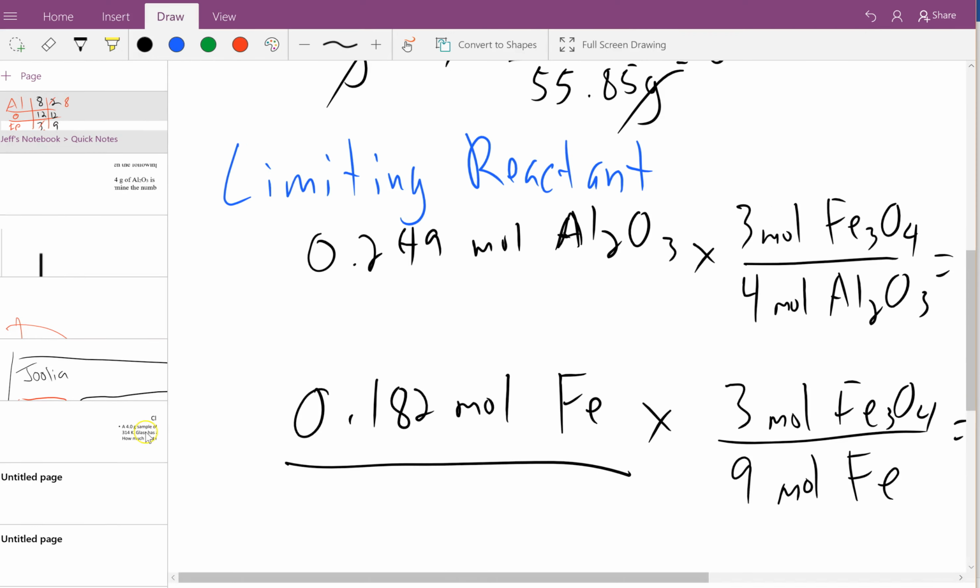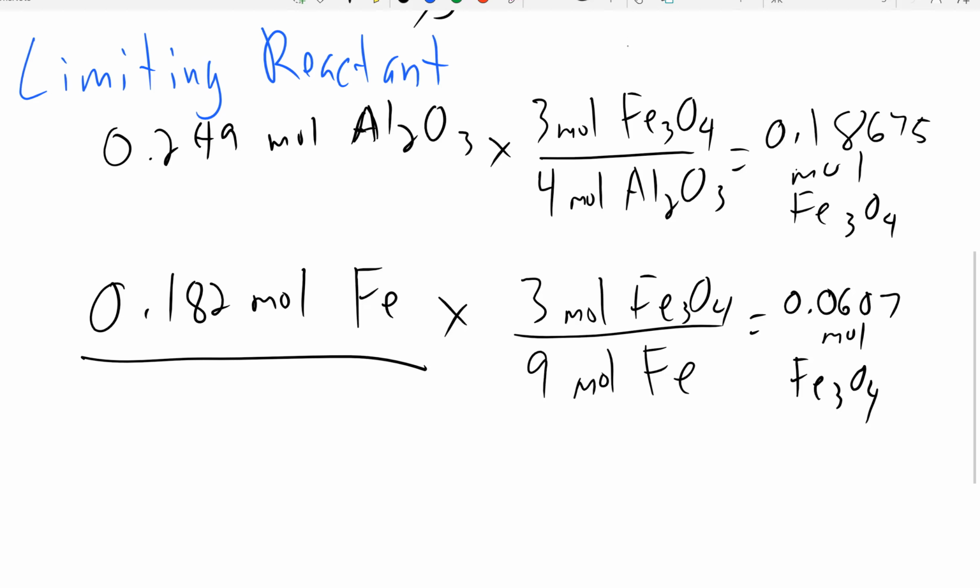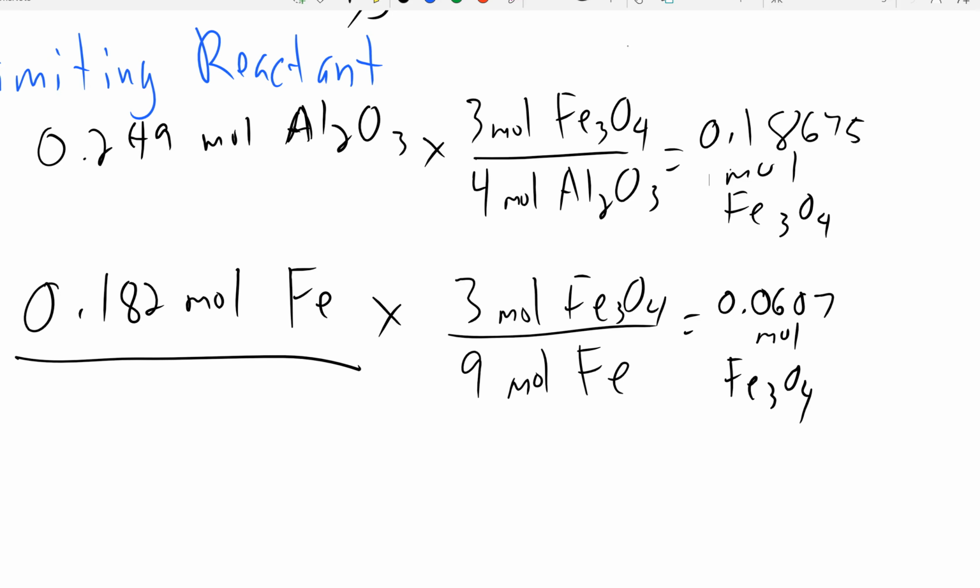Okay, I'm going to stop for a second. So now that I've determined the limiting reactant, I know that iron is going to limit the amount of Fe3O4 that's produced. But we want to figure out exactly how much Fe3O4 is going to be produced anyway, so let's go ahead and do that.